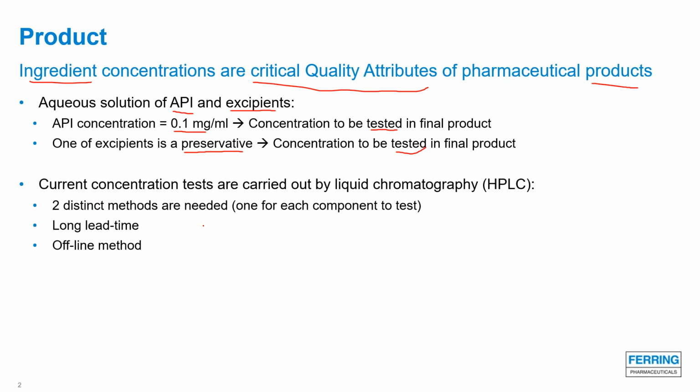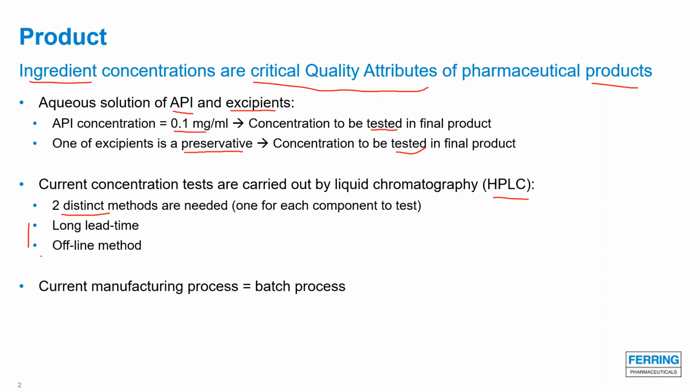Currently, we test the concentration of these two ingredients in our formulation using liquid chromatography, HPLC, and we are using two distinct methods to achieve that. These methods typically have a long lead time and are typically offline methods. That means we produce the batch, then we pick up some samples from the production, and then we get the results after testing them in the QC lab.